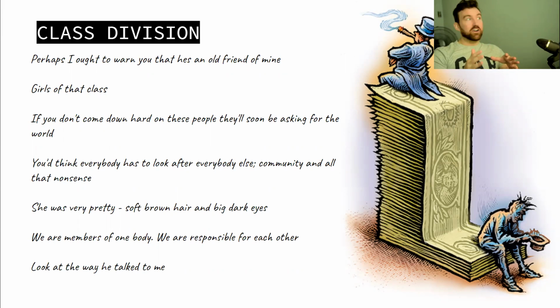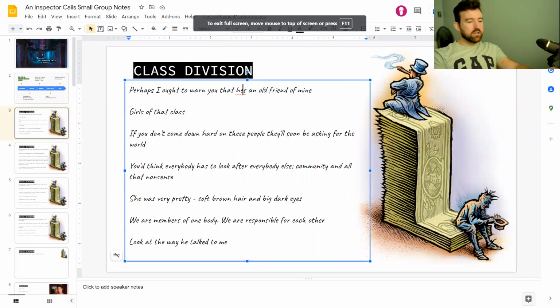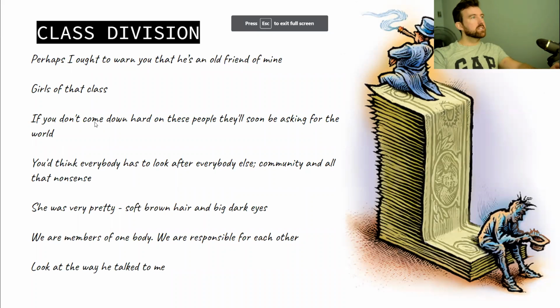So let's get started. "Perhaps I ought to warn you that he's an old friend of mine." A little typo there. Sorry, let me just sort that out because that's going to annoy me. There we go. "He's an old friend of mine." So this is very near the start of Arthur Birling speaking with the inspector.